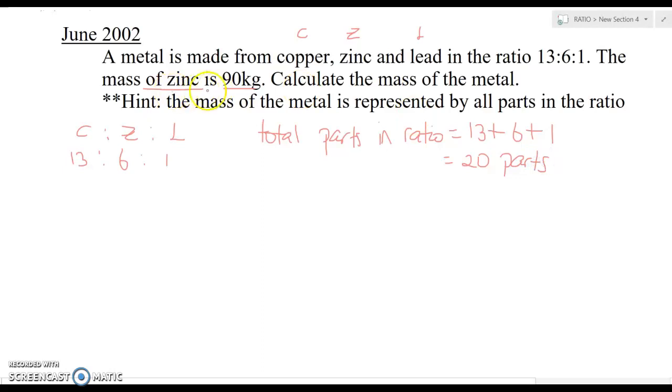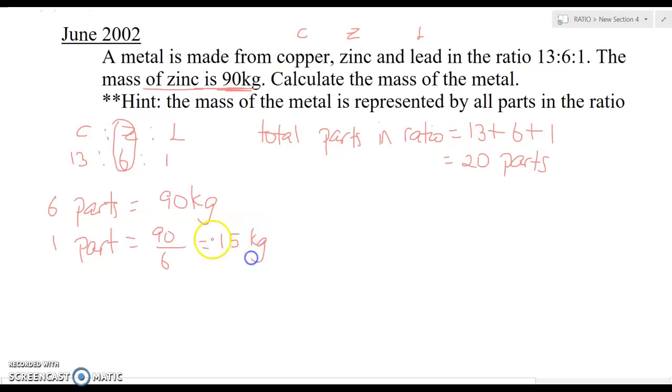They told us the mass of zinc is 90 kilograms. So zinc is represented by what? 6 parts, right? So therefore 6 parts is equal to 90 kilograms. We want to find for one part always first. One part would be 90 divided by 6, right? If you want, you could divide this right here one time. So we get, 90 divided by 6, we get 15, right?